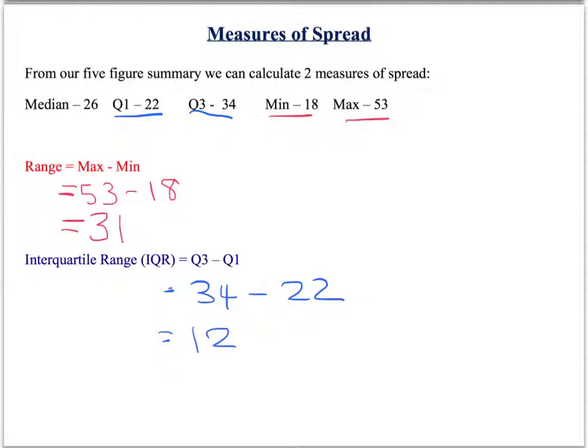And the benefit of using the interquartile range over the range is because the interquartile range is only going from the third quartile to the first quartile, it doesn't take into account any outliers. So if you've got any pieces of data that are really a lot higher than all of the rest of your data or a lot lower, that's going to have a big impact on your range. So the interquartile range means we avoid the effect of outliers.